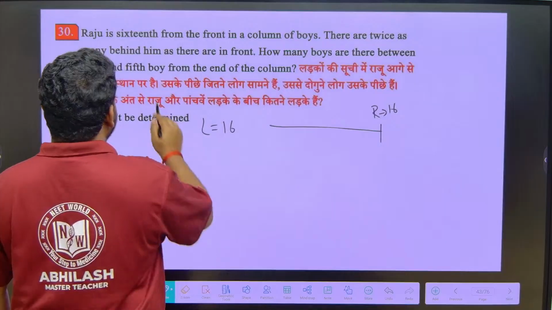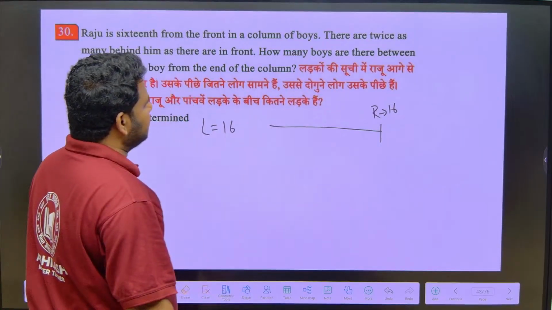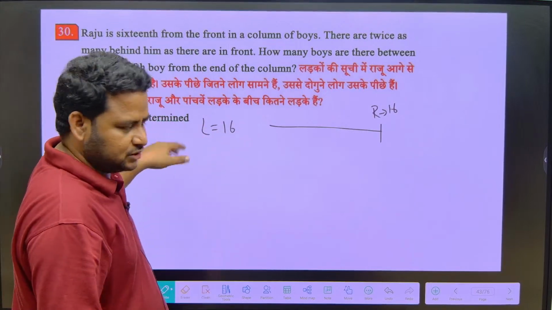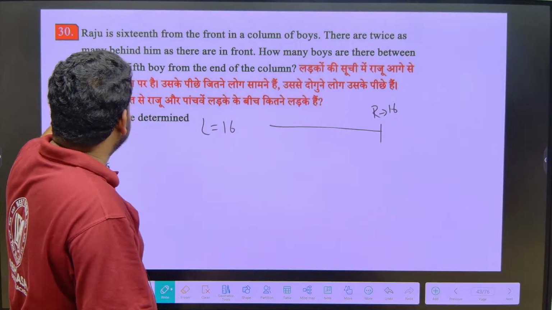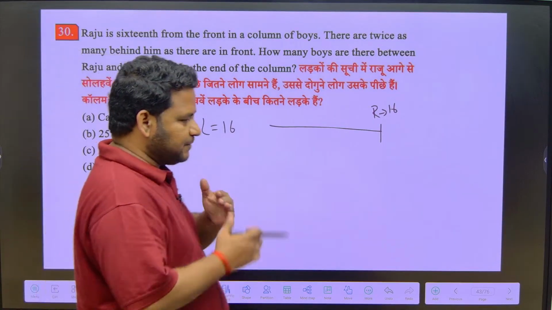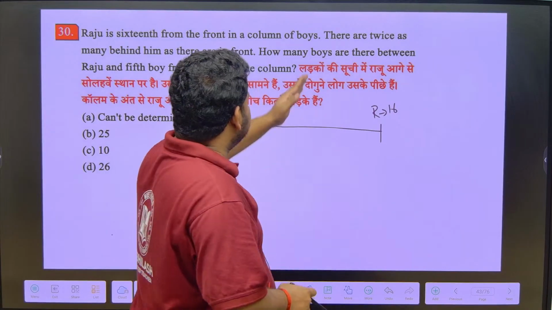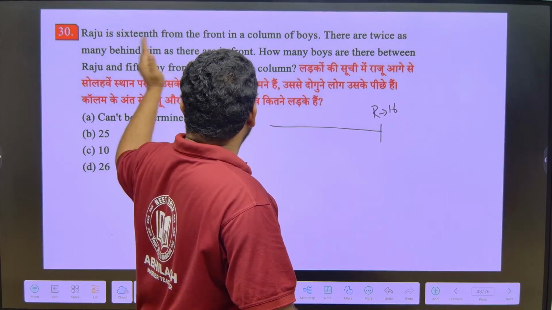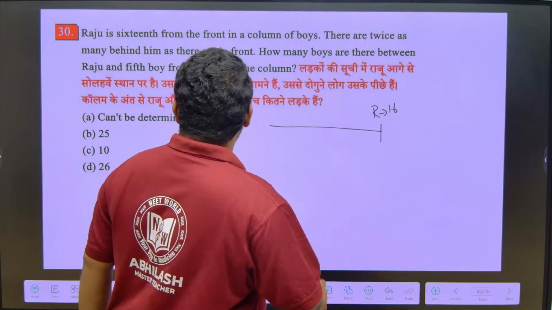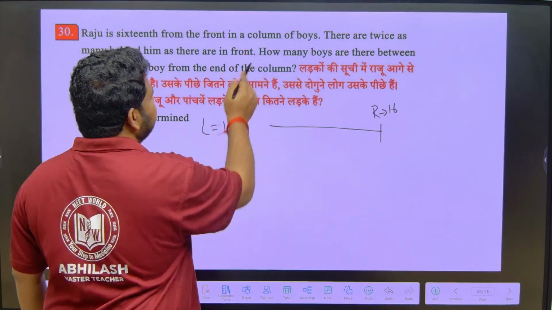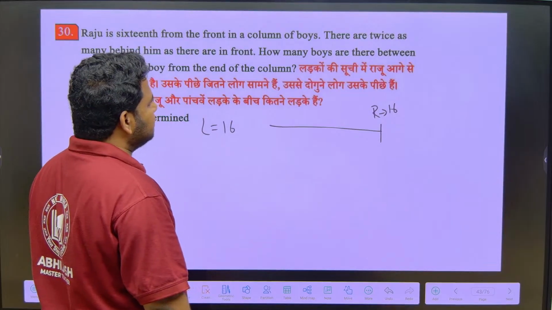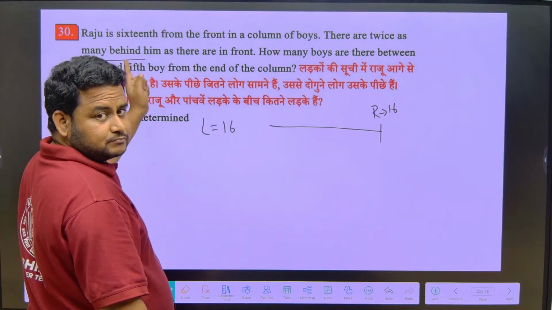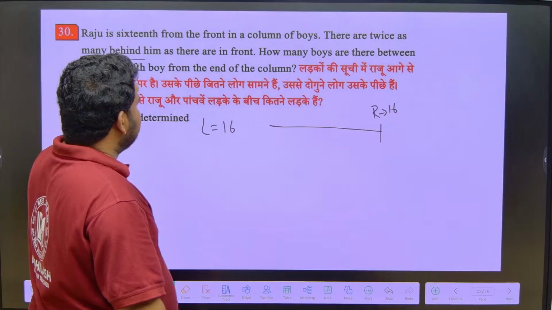There are twice as many behind him as there are in front of him. Raju is 16th in a column where all are boys. No need of girls in this question. All are boys here. So if I am Raju, there are twice as many behind him as there are in front of him.